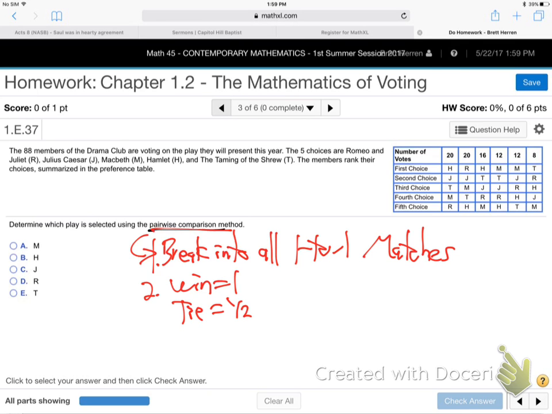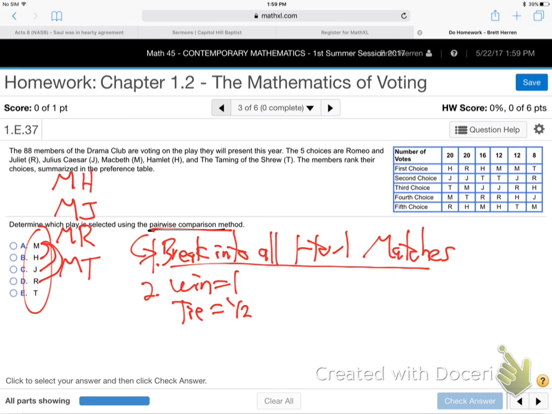So what am I talking about? Well, here are the different letters: M, H, J, R, T. It's the drama club and what they want to read. So here we go. I'm going to have to first break into all 1-to-1 matches. How do I do that? Start with M and go right down the list. M with H, M with J, M with R, and M with T. So there's the first list.